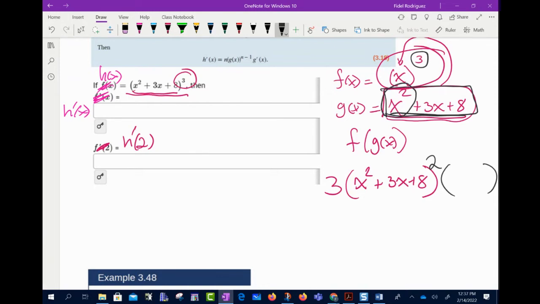What's the derivative of x squared? 2x. What's the derivative of 3x? 3. What's the derivative of 8? Okay. Right here, y'all, this is our answer. That whole thing, 3 times (x squared plus 3x plus 8) squared, times 2x plus 3. Okay. This is called the chain rule. We're taking the derivative, but we also have to take the derivative of what's inside those parentheses. Okay.